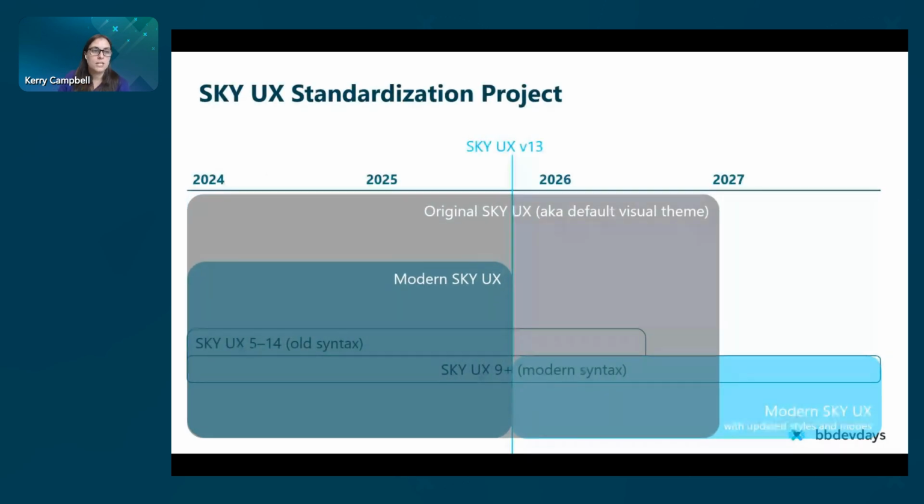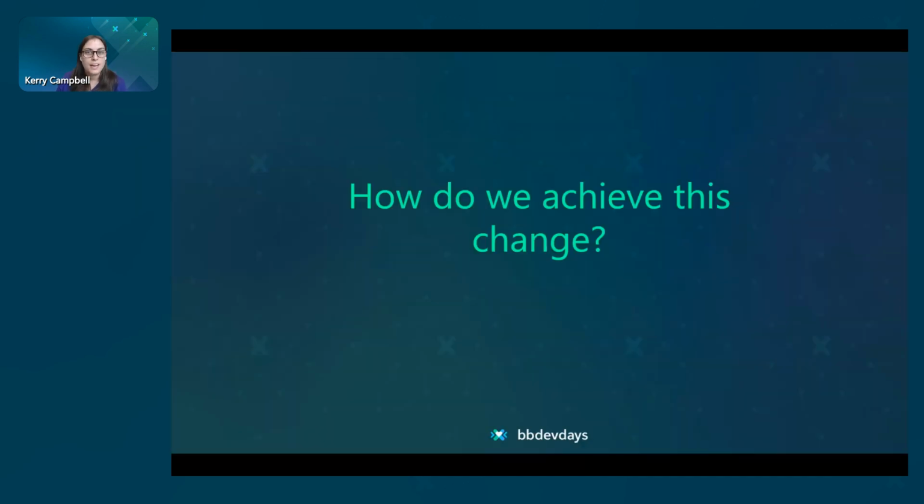SkyUX V13, the version that we'll be releasing this fall, is going to be updated so that when SPAs update to that version, they'll have the new visual theme if they're displaying in the modern visual styles. There were some images shared on the main stage earlier today, and we'll see some more later in this presentation. All right, so how do we achieve this change?